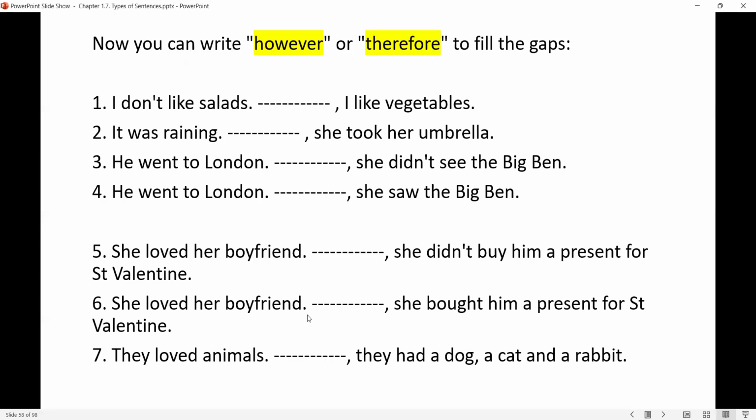Now let's do some exercises together. Please pause the video and complete these sentences with however or therefore. When you're ready, check your answers with me.